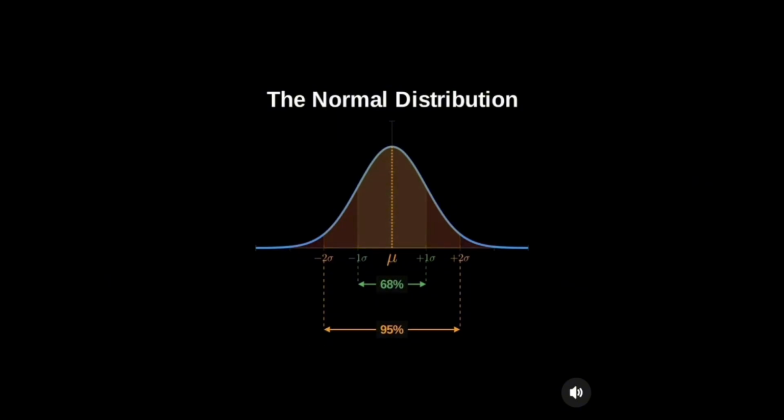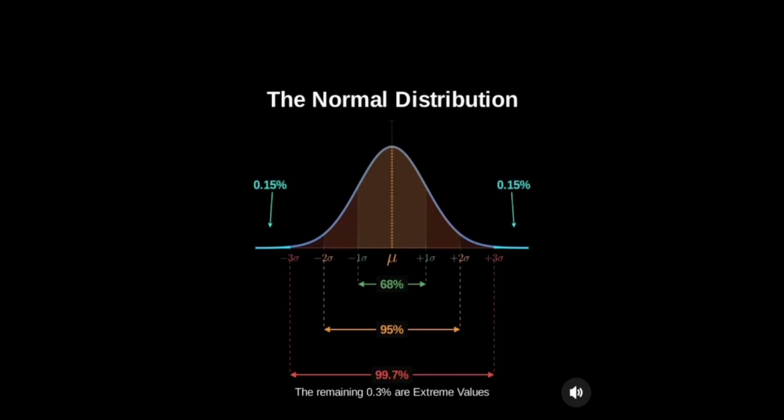Take a 3rd step, and you've captured 99.7%. Almost everything that exists naturally fits perfectly inside this space. So what about the remaining 0.3%? Those tiny tails are the extreme values, splitting into exactly 0.15% on each side.